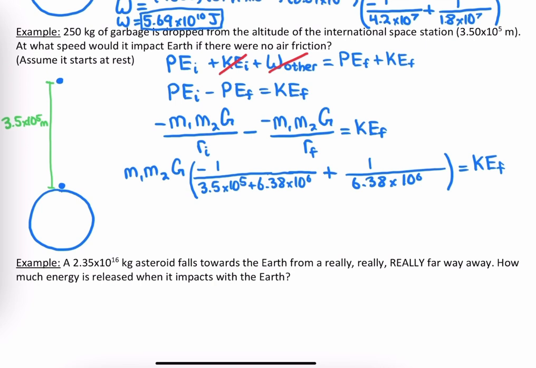Just to save a bit of space, I'm not going to bother writing down what the numbers are for M1 and M2, or for big G. Big G we all know. M2 is the mass of the Earth, and M1 is 250 right here. So if you plug all of those in, you should find that the kinetic energy final is 8.1147 times 10 to the 8.